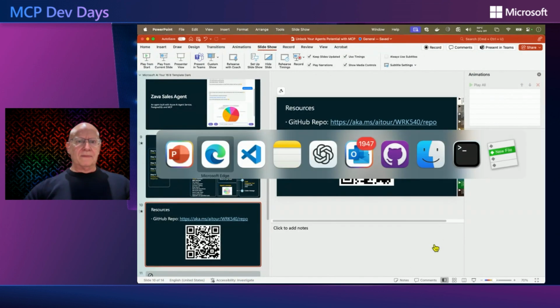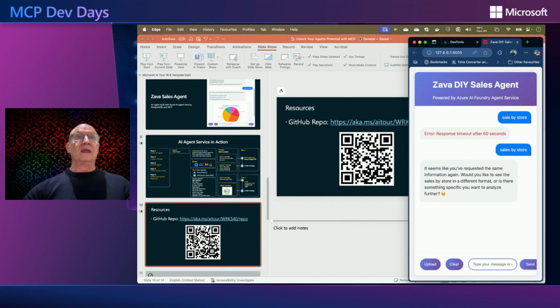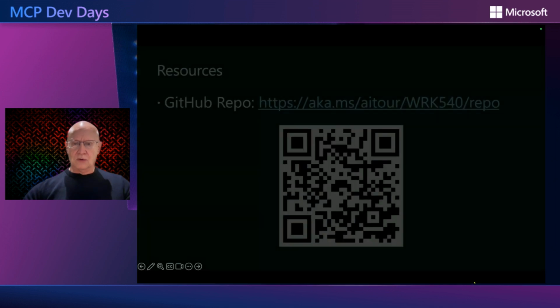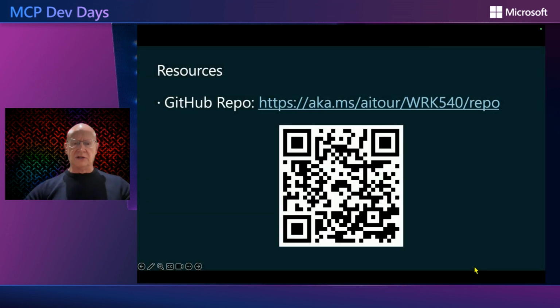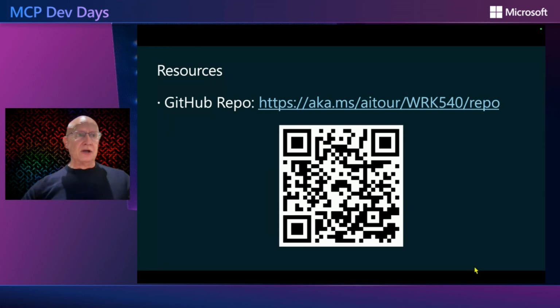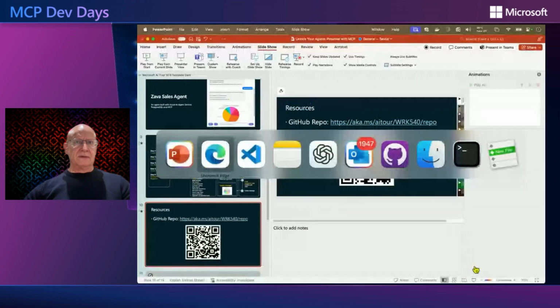Now, all the code is available at this link. So grab a screenshot of this or use a QR code. All the source code you'll find for that demo, the MCP service, the agent code, how to deploy it, and the documentation. Now, the documentation is still coming together, so give it maybe a day or so for you to check that out. Okay, so are there any questions?